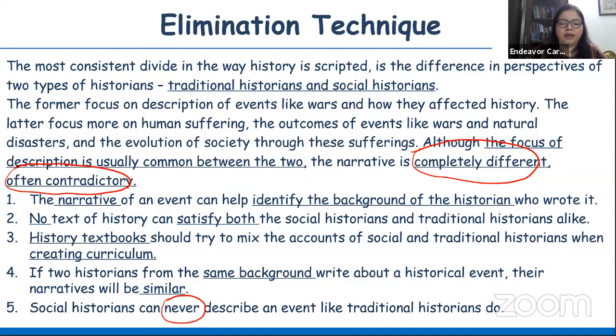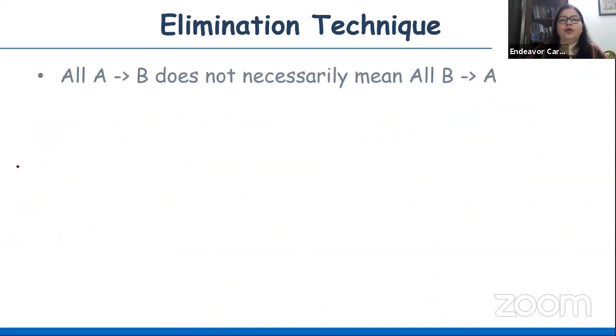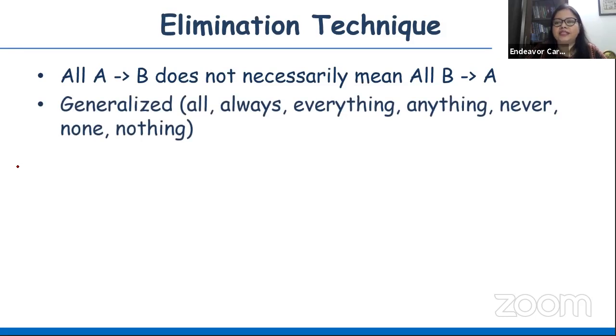Let's do a quick summing up. So all A are B doesn't necessarily mean the reverse is true, that all B are A. Look at those generalized words, wherein you take words as all, always, everything, anything, never, none, nothing. If none of these words are explicitly stated in the passage or supported by data in the passage, you cannot infer them. You cannot have such words in your options. But if they are supported by the data, by what is given in the passage, obviously you can.